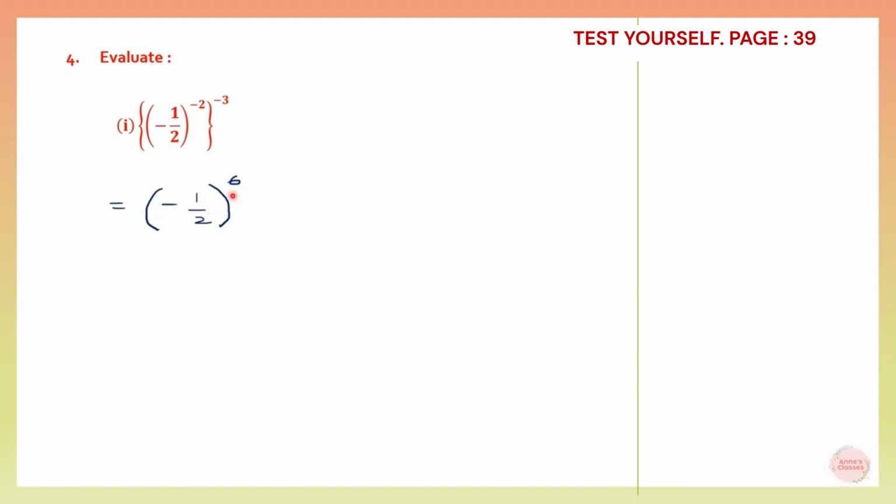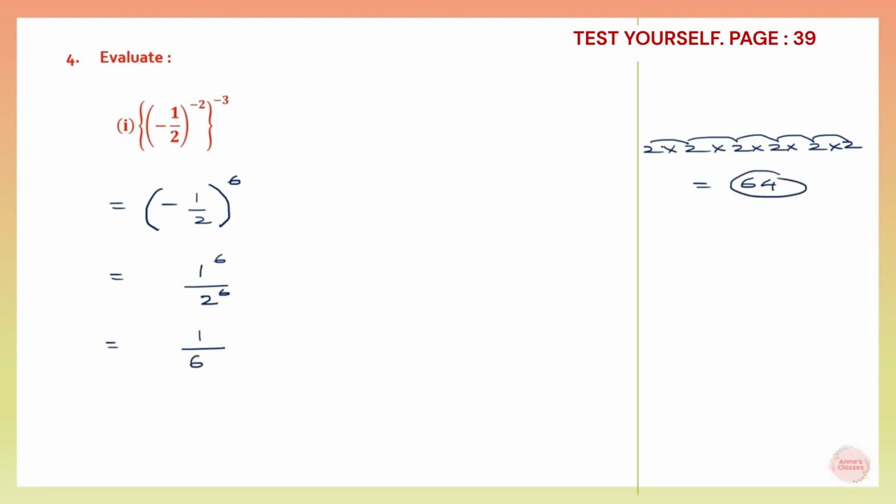Now, the numerator has to be multiplied 6 times. So, that means this is going to be 1 raised to the power of 6 by 2 raised to the power of 6. 1 raised to the power of 6 will be 1. Now, 2 raised to the power of 6, you multiply 2 6 times. 1, 2, 3, 4, 5 and 6. 2 twos are 4, 4 twos are 8, 8 twos are 16, 16 twos are 32 and 32 twos are 64. So here we have 64. So what is our final answer? 1 by 64.